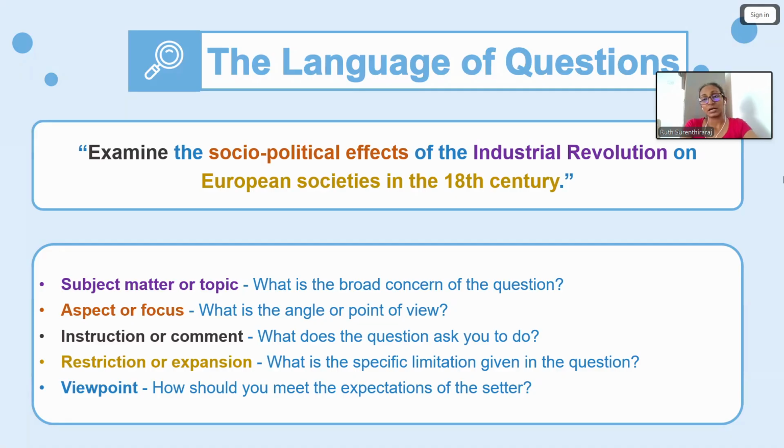Viewpoint is a more large question. This is not connected to specific phrases in the question, but a viewpoint helps you understand what the examiner expects of you as you are writing the question. How do I meet the expectations of the setter of this question? Why have they asked us this question? What do they actually want to see from me, right?